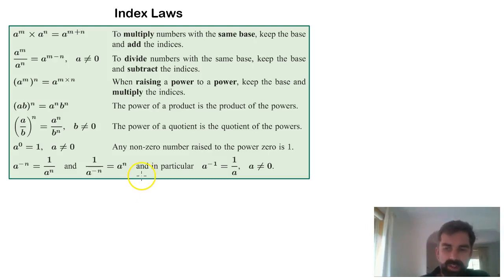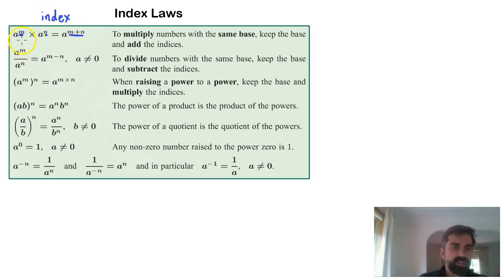Hi guys, this video is about the index laws, which is basically a set of rules for simplifying mathematical expressions that have indexes in them. What do we mean by indexes? Well, we mean powers. So if it's something to the power of something, then when we're talking about the index, we're talking about the powers. So you should have seen the rules before. I'll just run you through them quickly, and then I'll show you some examples.